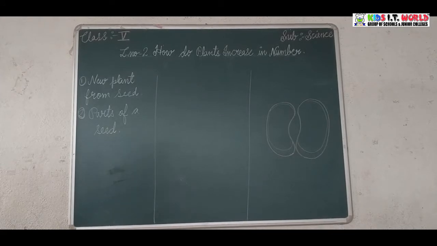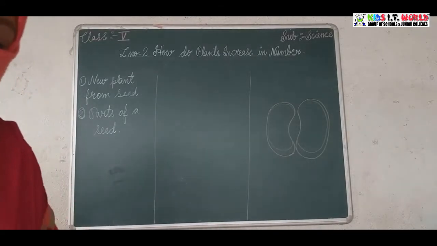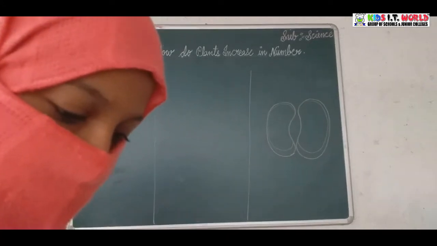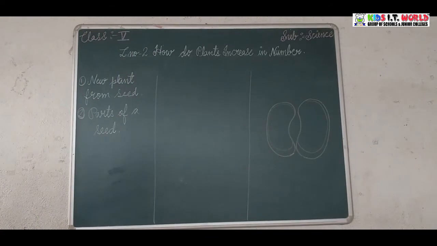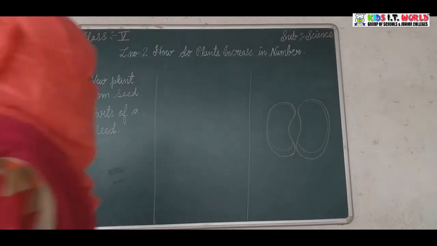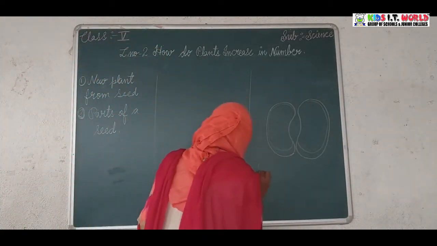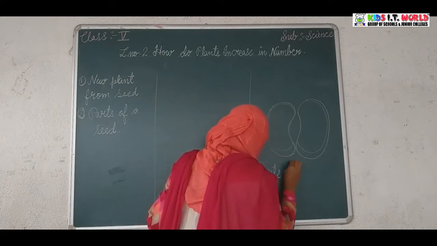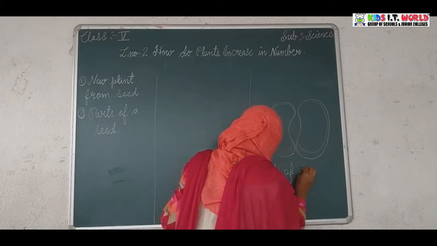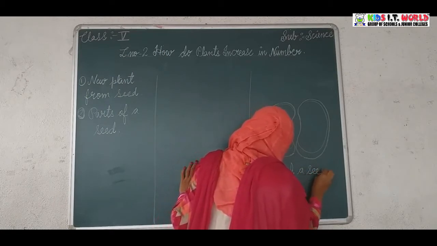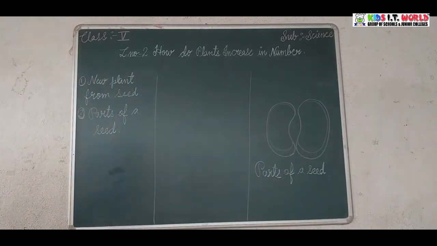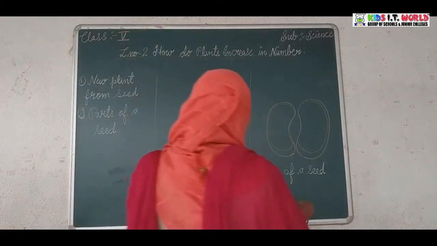The seed has two seed leaves, also called cotyledons. The cotyledons protect the baby plant. See in this picture we see parts of a seed. This part is called cotyledon.